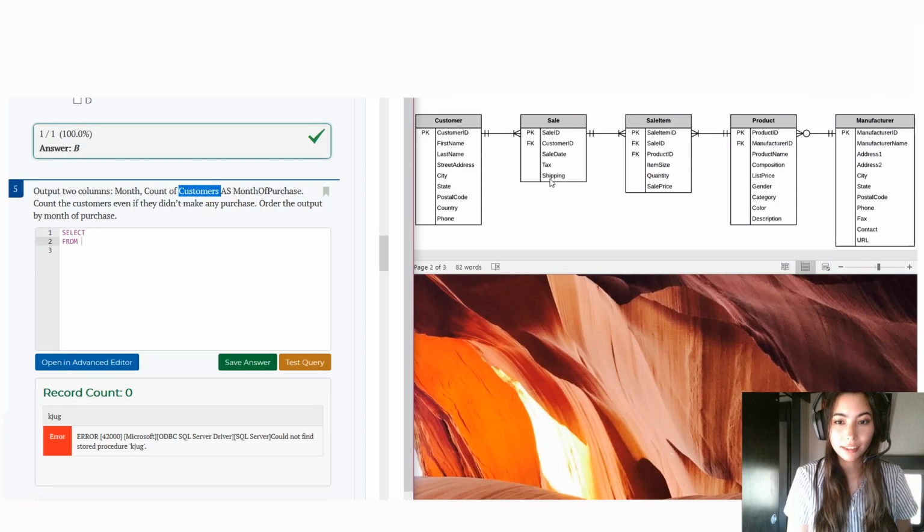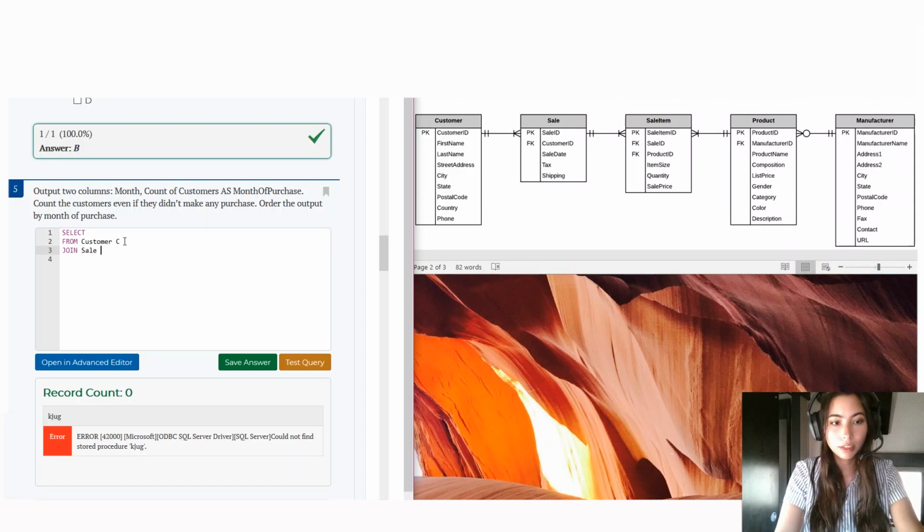I can grab a sale date. So what I'm going to have to do is join these two entities. So in the from, we're going to type customer, which is our entity that we are going to join to another. And we're going to assign this customer entity an alias so we don't have to keep on typing customer. Join entity sale, and we're going to assign this an alias again because I don't want to keep typing four letters. I just want to type one.